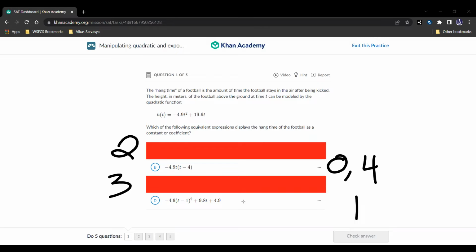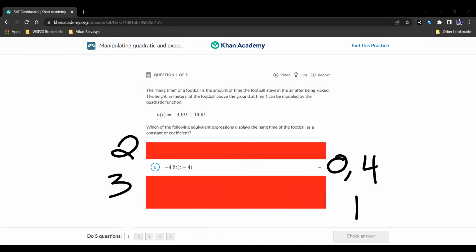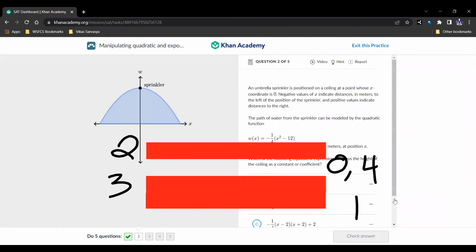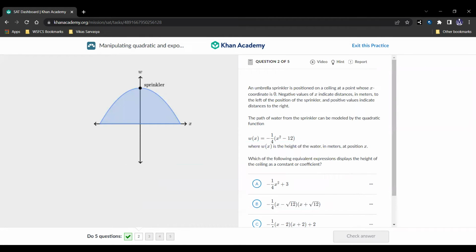And looking at our last one, we plug in the 1, and that's not going to work. You're going to add something positive to another positive thing, and that's definitely not going to be 0. So these two don't work. Our answer is B, because 0 is the initial, but if we plug in 4, that's the hang time. That's when it hits the ground again. So that is our answer. Let's move on.